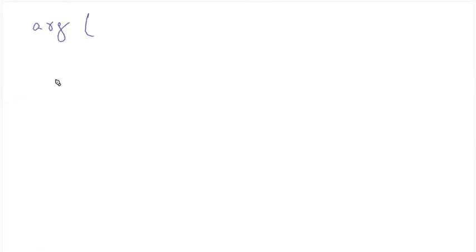Let's say we had argument of z plus 5 minus 2 iota, or let's say plus 2 iota equals something. Let's say it's equal to pi over 3. What do we do about this now? सबसे पहला step क्या करना है? We have to convert this to our standard form. Standard form हमारी क्या है?